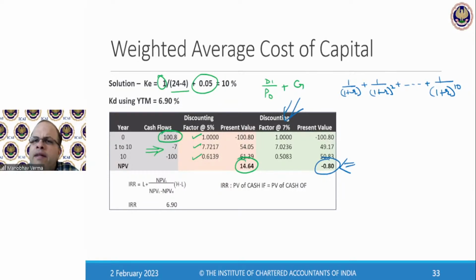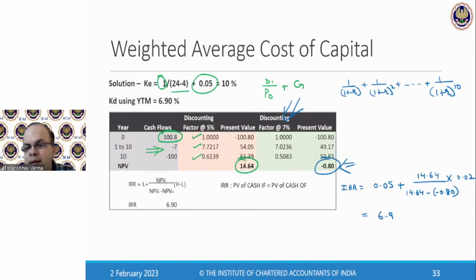Manoj, I leave it up to you, whatever makes you comfortable. So guys, once you have these two NPVs, you have to simply apply the IRR formula. That is lower rate plus NPV at the lower rate, 14.64, divided by 14.64 minus in brackets minus 0.8, that would be a plus now, and multiplied by higher rate minus lower rate, which is 7 minus 5, it is 0.02, and most probably you will get 6.9 approximately.